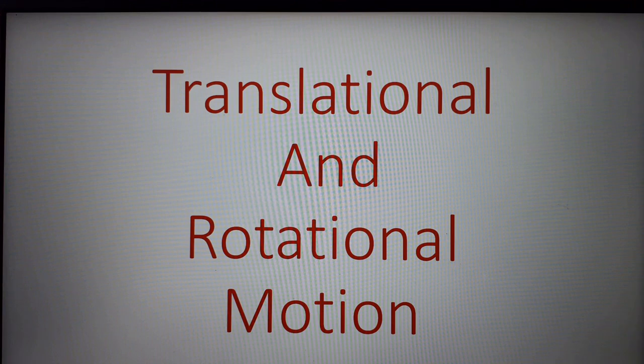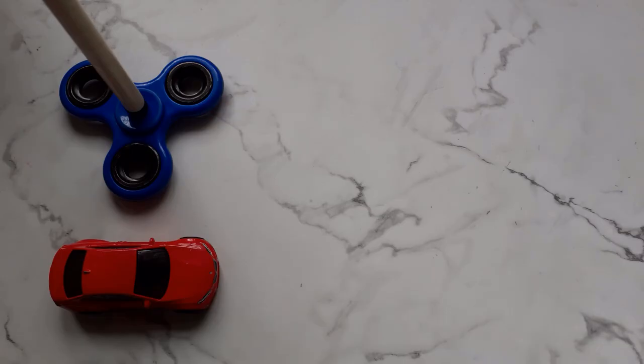Hello everyone. Today we are going to understand translational and rotational motion. Let's take the example of a rigid object, a spinner, and a car. In physics, the word rigid means that on applying force, we cannot change the shape or size of this object. That is, we cannot change the intermolecular distance of the particles.